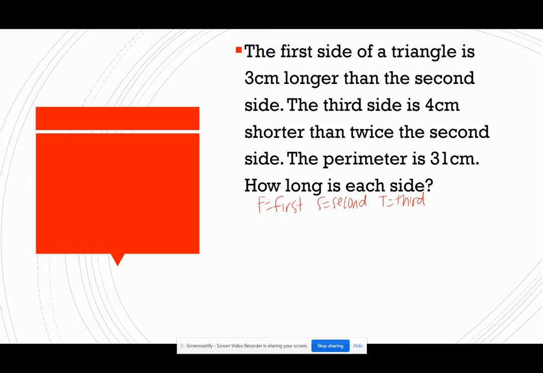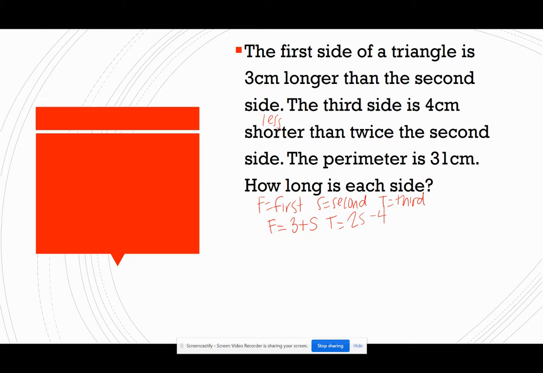It says the first side is, so F is 3 centimeters longer than the second. So 3 centimeters longer than the second. The third side is 4 centimeters shorter, so we can't put that there yet. 4 centimeters shorter than twice the second. So shorter is the same thing as saying less than. So if we say 4 centimeters less than twice the second, so twice the second minus 4. And then we are going to have the perimeter is 31 centimeters.